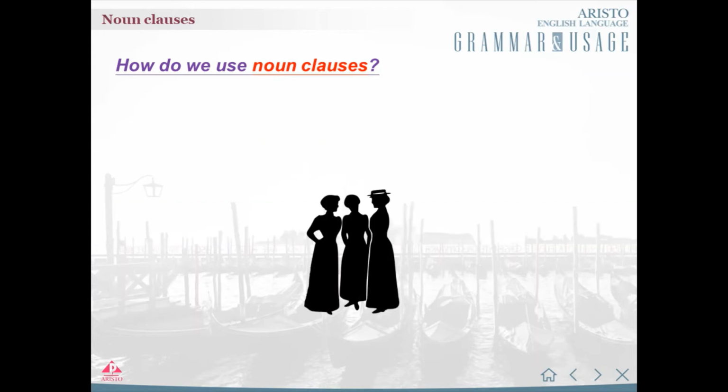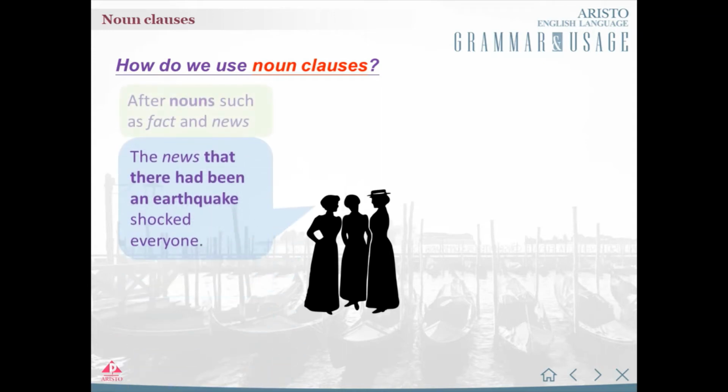We can also use noun clauses after certain nouns, adjectives, and past participles. For example, we can use a noun clause after nouns such as fact and news. In the example sentence, the news that there had been an earthquake shocked everyone. The noun clause that there had been an earthquake tells us what the news was about.